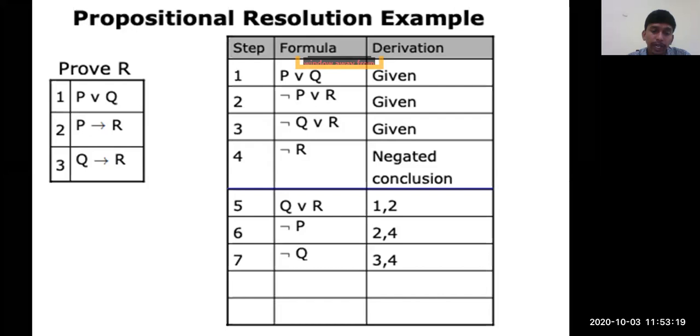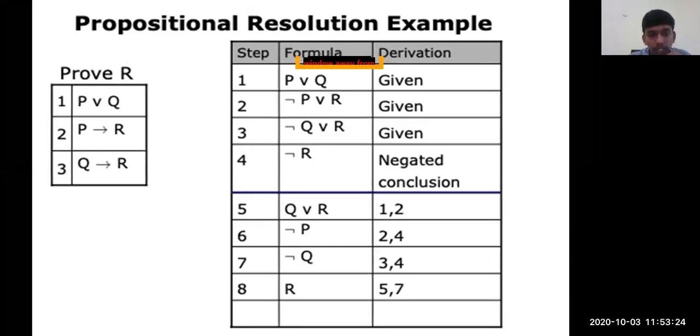But still I need to get my conclusion, that is your R. So if I want to get that, I need to use step 5 and step 7, because again you can see here, I have Q or R in step 5 and negation Q in step 7. Q and negation Q are cancelled, and finally I'll get the solution as R. That is your conclusion. So here I have obtained my conclusion, but still I need to see whether the solution will be taken forward or is it the final solution.